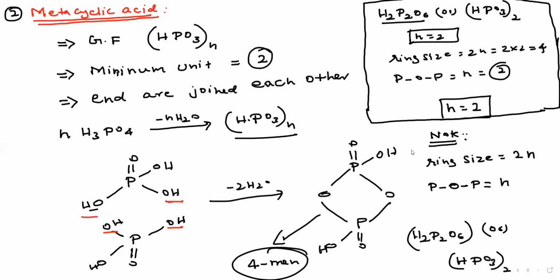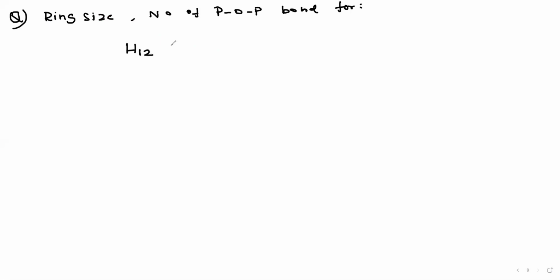Okay. I give an example in this slide. You can try to find the answer and tell us in the comment section. Please note, the question is: find out the ring size as well as the number of P-O-P bonds for this molecule: H12P12O36. Find out and tell us in the comment section. What is the ring size and number of P-O-P bonds?